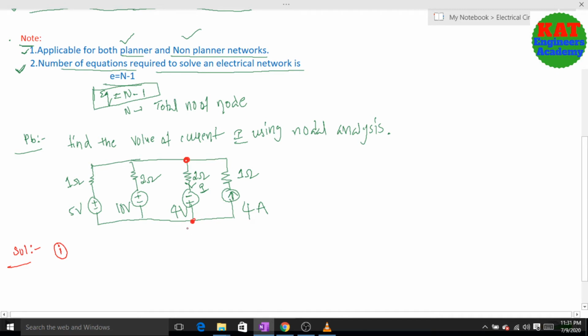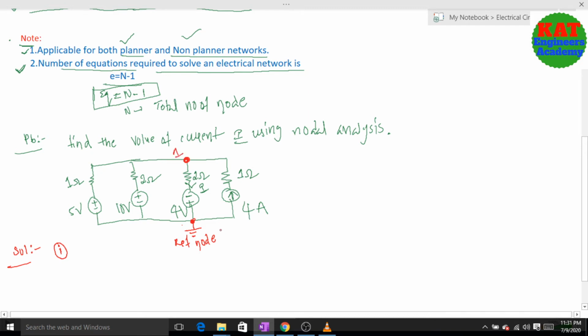Now finally we can say, how many nodes are we having? Two nodes. In that, one node is considered as a reference node. I would consider this node as the reference node, the 0 node. Finally, you can say that this is the reference node. Next, one more node is this one. Now this is the first node, and this is the reference node.